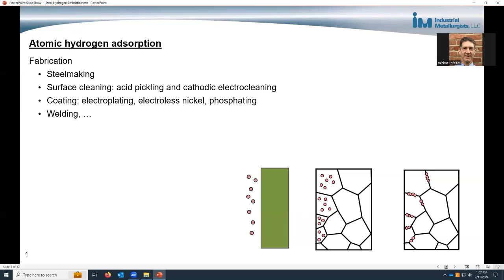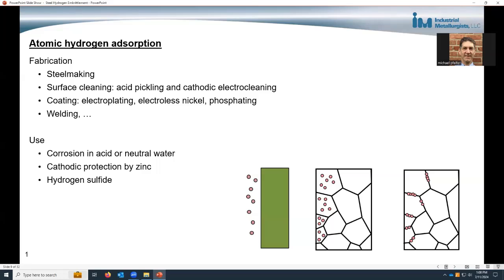Steel can also pick up hydrogen during cleaning processes such as acid pickling and cathodic electrocleaning, and those are used for preparing parts to receive a coating, and then also during coating processes. So during the electroplating process or electroless nickel deposition process and phosphating, the metal is exposed to hydrogen atoms, and those atoms can be absorbed into the metal. And then also during welding, the metal can absorb hydrogen.